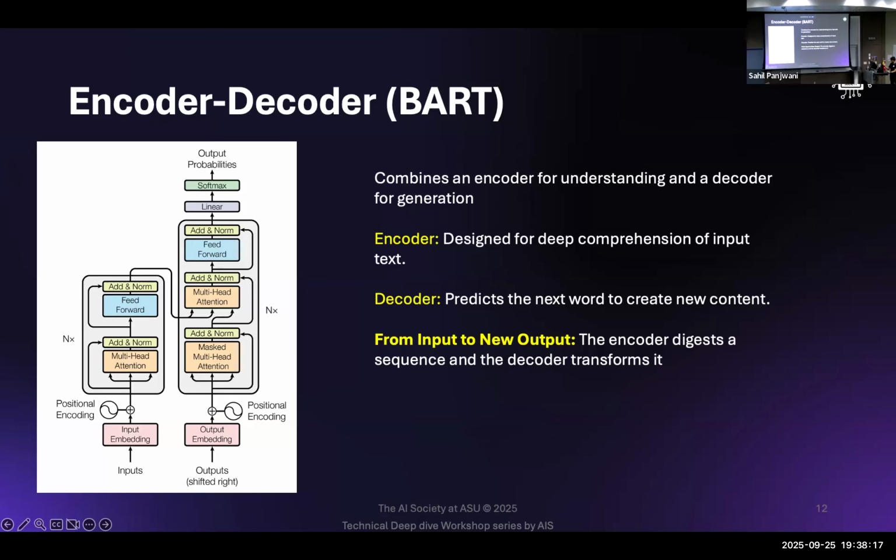So the real power of BART is that it combines both the encoder and decoder. You feed in some input text, like a noisy sentence or a long passage that needs summarizing, and the encoder first builds a deep semantic representation of that input, and then the decoder takes that representation and generates a new output sequence. This can be, for example, a cleaned up sentence, a summary, or even a translation.